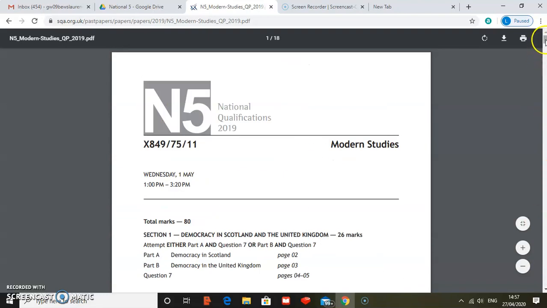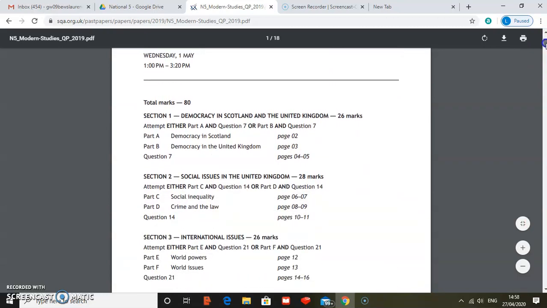Okay, so that's just a whistle-stop tour of what the paper will look like. But we'll learn more as we start looking at the content in the next lesson.